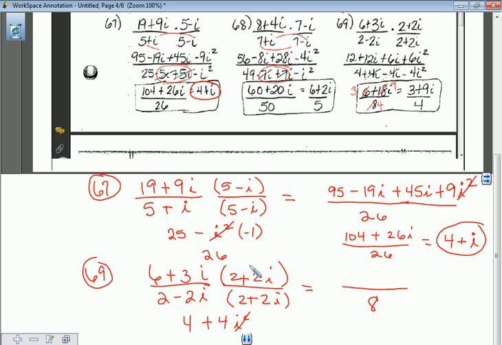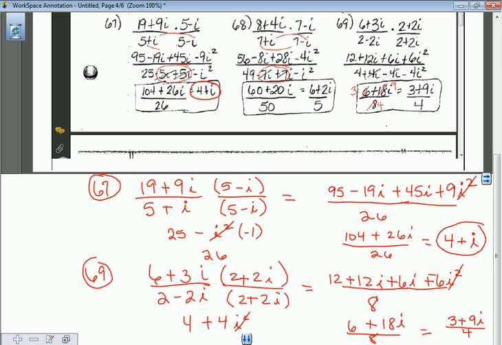In the numerator, 6 times 2 is 12. 6 times 2i is 12i. 3i times 2 is 6i. And 3i times 2i is 6i squared. So the i squared is like multiplying by negative 1. So that gives me 6 plus 18i over 8. Everything divides by 2? Definitely. So we would get 3 plus 9i over 4.